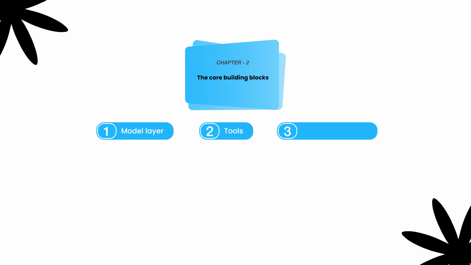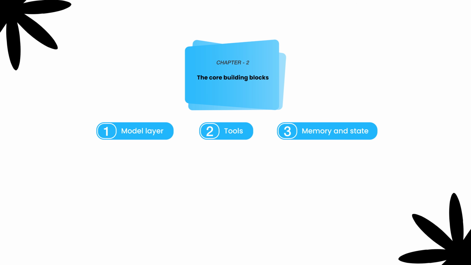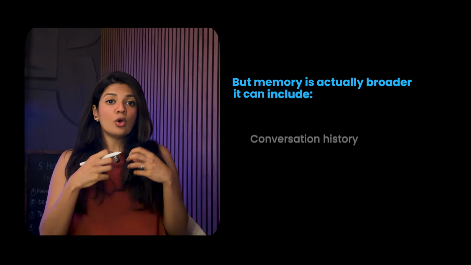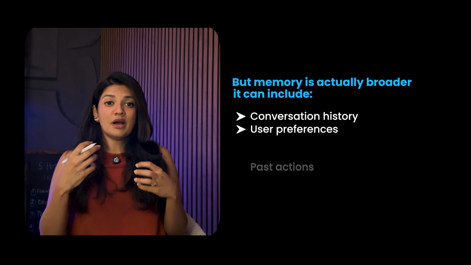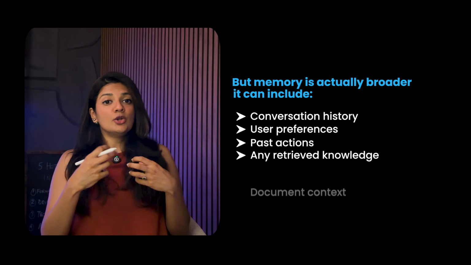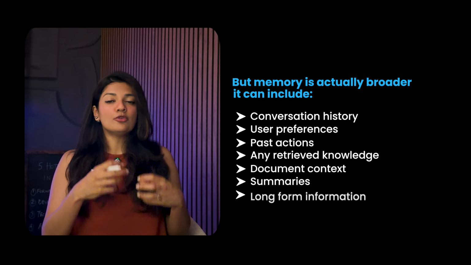Now, the third building block is memory and state. This is where many agentic systems become messy. See, memory is not one thing. In agentic systems, you need to separate memory from state. State is the current execution context for the workflow. So things like what step are we on? What information has already been collected? Which tools have we called? What did these tools return? Has the user confirmed the action? And did the workflow pass or fail? But memory is actually broader. It can include conversation history, user preferences, past actions, any retrieved knowledge, document context, summaries, and long-form information that may be useful later.